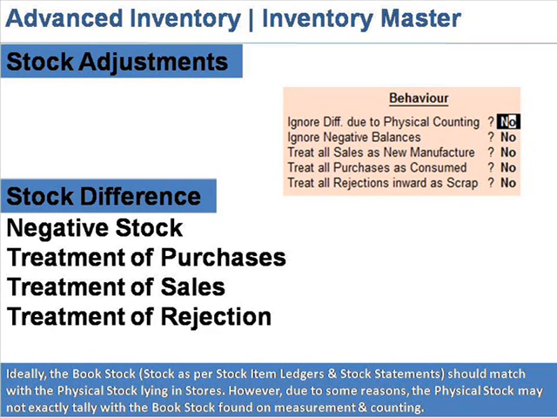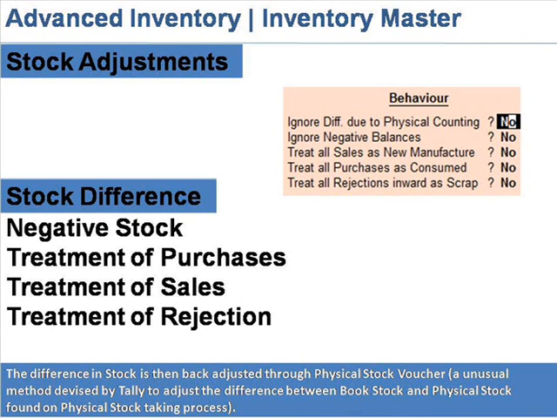Stock difference. Ideally, the book stock as per stock item ledgers and stock statement should match with the physical stock lying in stores. However, due to some reasons, the physical stock may not exactly tally with the book stock found on measurement and counting. The difference in stock is then back adjusted through physical stock voucher, an unusual method devised by Tally to adjust the difference between book stock and physical stock found on physical stock taking process.